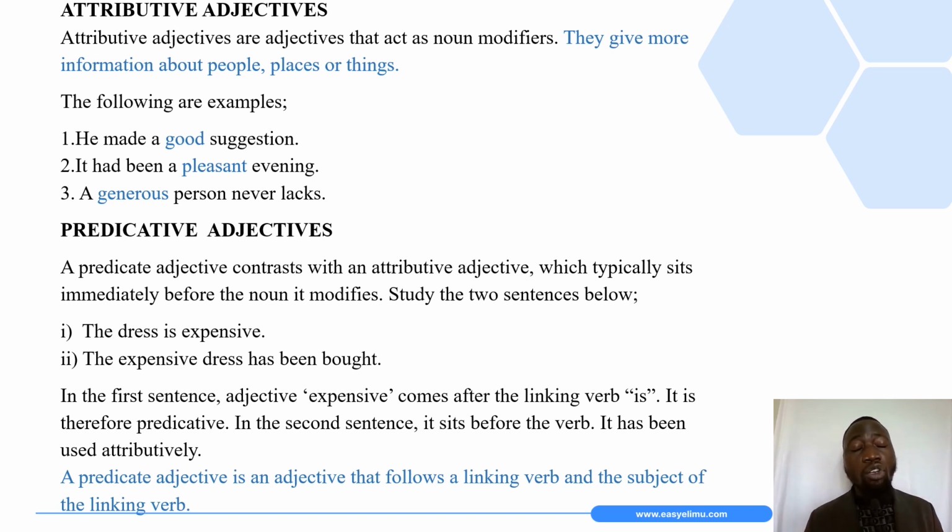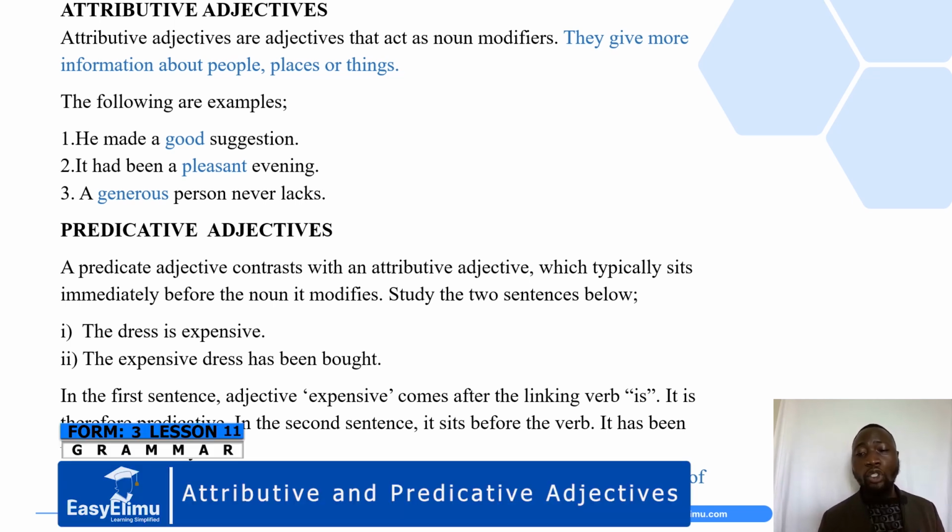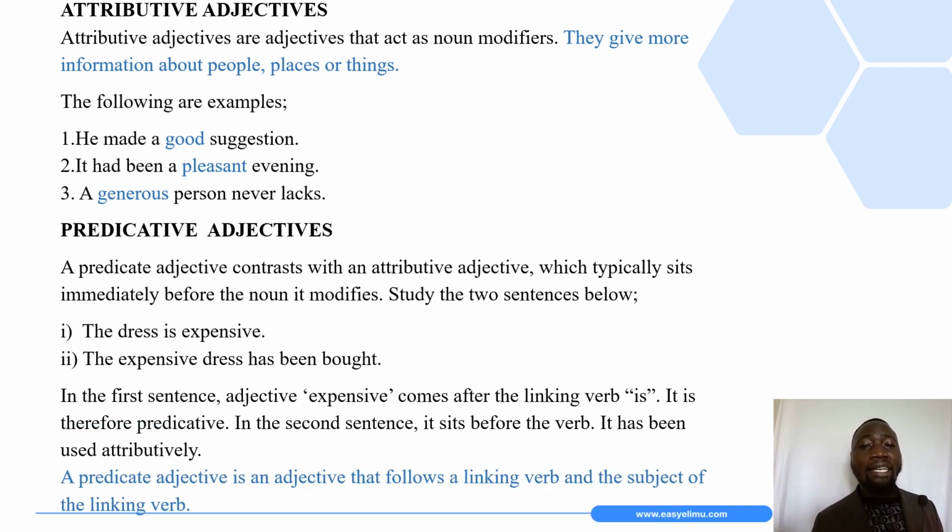So talking about adjectives, yes, students, talking about adjectives. What are adjectives? So an adjective, dear student, is a describing word. It is called a describing word because it is used to modify or to give more information about the noun in question or about a noun in a sentence.